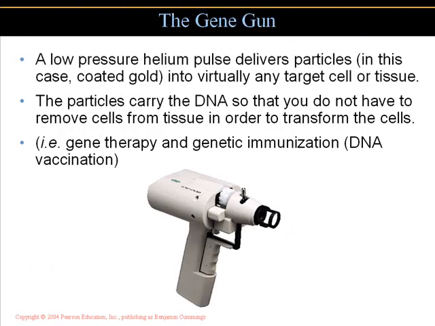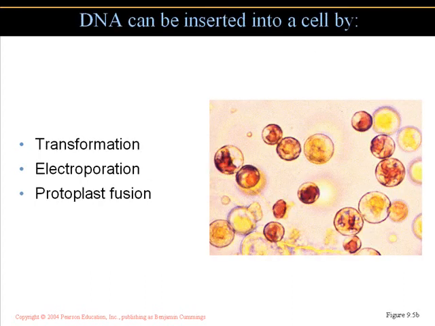Here's a picture of the gene gun. The gene gun utilizes a low-pressure helium pulse that delivers particles. In this case, this particular particle is coated with gold. On the previous slide we said tungsten, but you can utilize any one of these. It's inserted into a targeted cell or tissue. The particles carry the DNA so that you don't have to remove the cell or the tissue in order to transform the cell. It's a form of gene therapy and genetic immunization. DNA vaccinations can be achieved this way.